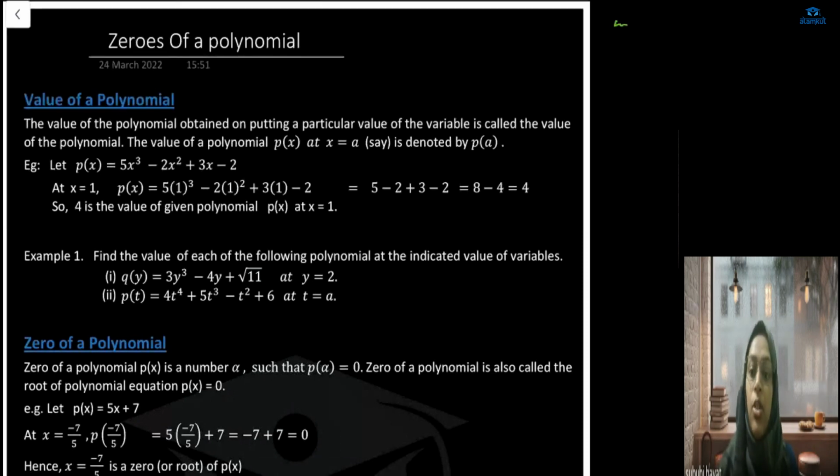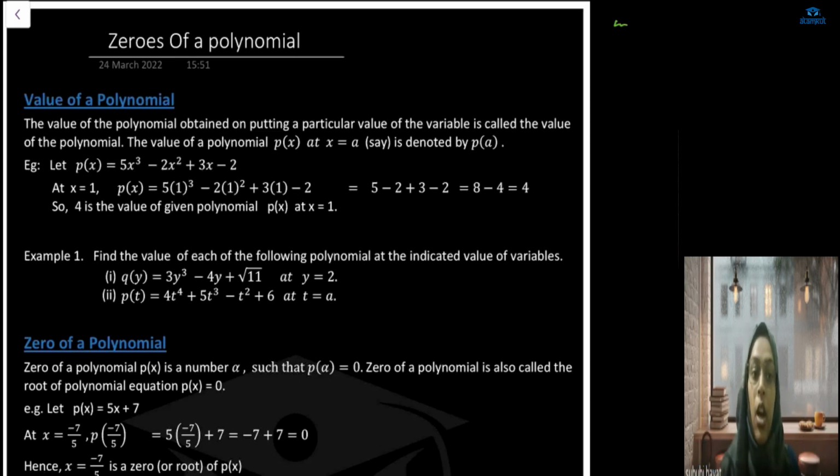Now today in this video, we are going to discuss the zeros of the polynomial. What are the zeros of the polynomial? How can we find the zero of a polynomial? From this section you will generally get a 2 marks question to find the zeros of the polynomial, and here we will be discussing which types of questions you will get.